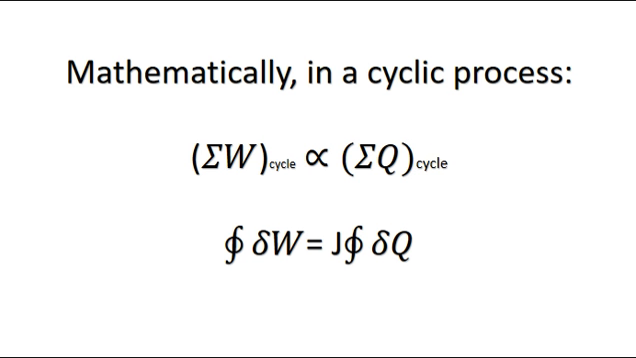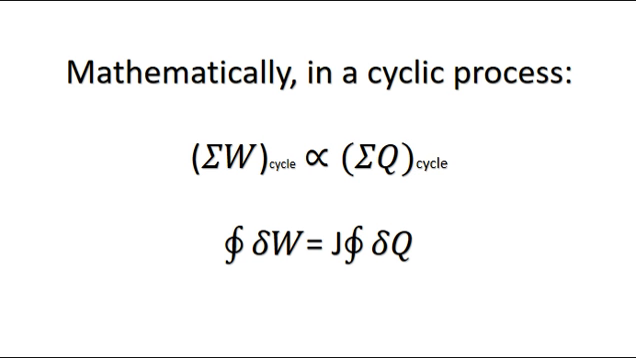You can see that it can be written mathematically as the summation of Q, which means heat supplied to the system, or you can say the sum of all the heat supplied to the system in a cyclic process is directly proportional to the work done by the cyclic process. And we can replace the proportion sign with equals. So the equation will look like the cyclic integral of delta W equals J, where J is a constant, times the cyclic integral of delta Q. So this is the scenario for cyclic processes.